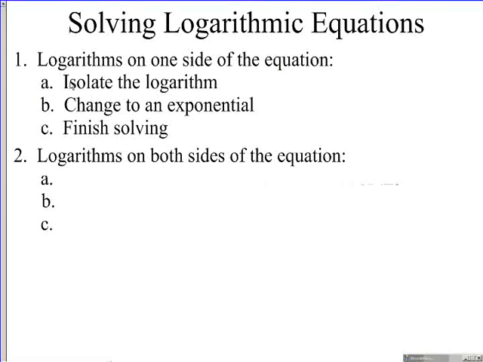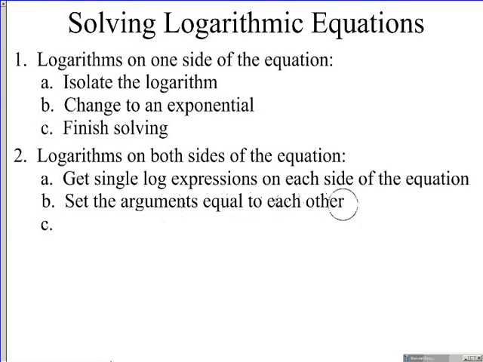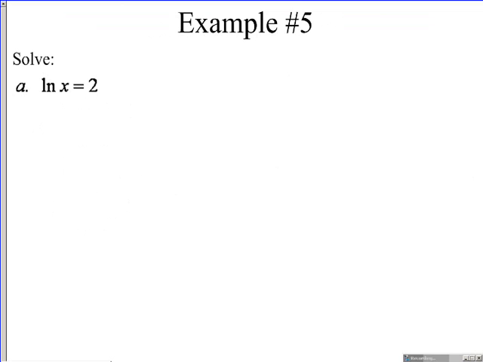If you have logarithms on both sides of the equation, we want to combine using our properties of logarithms and get a single logarithmic expression on the left side and a single logarithmic expression on the right side. Once we do that, use another property that allows us to set the arguments equal to one another. Then again, we are simply going to finish solving. So every logarithmic equation you see will fall into one of these two categories. Depending on which one, follow the method under each one, logarithms on one side or logarithms on both sides.